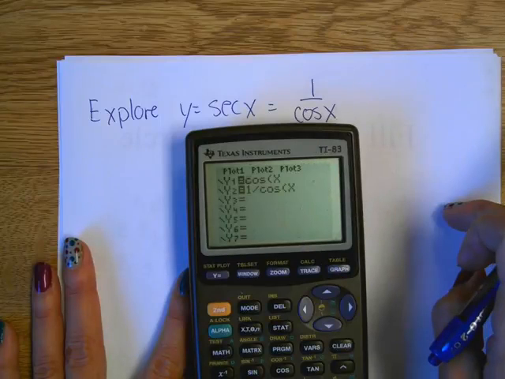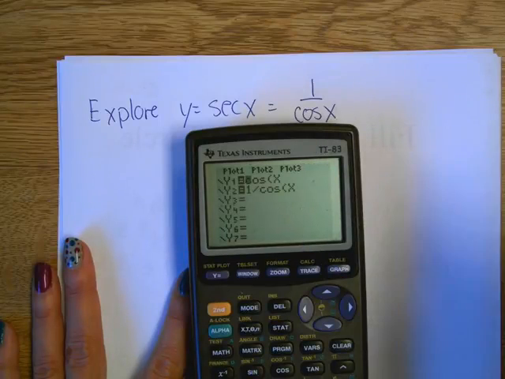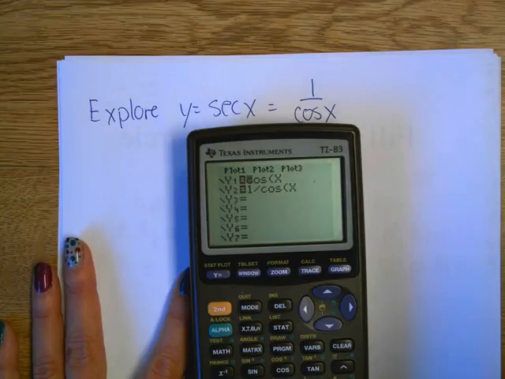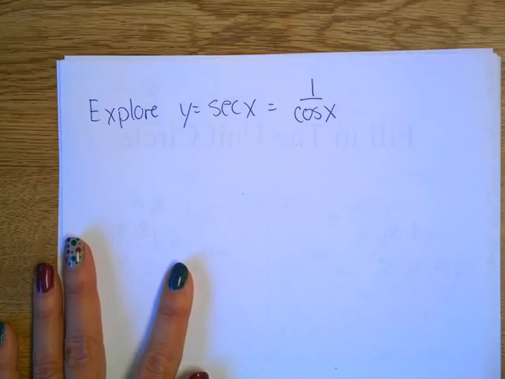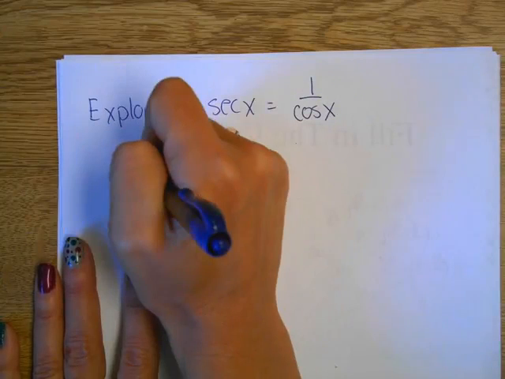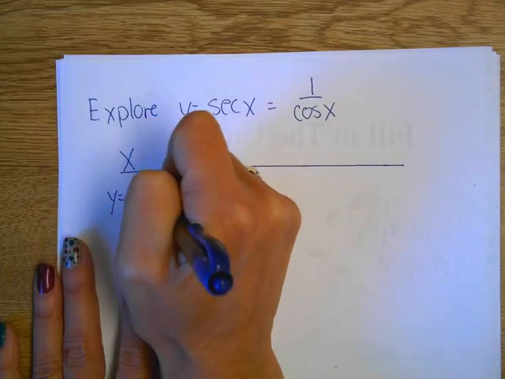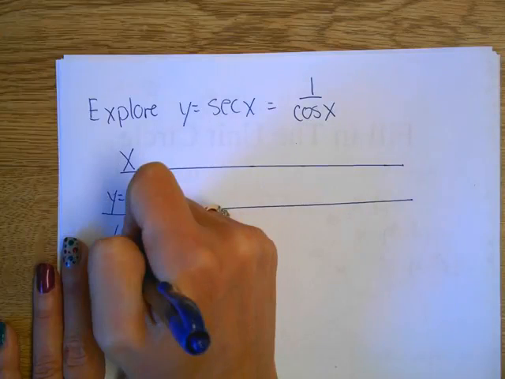Let's see your window. Zoom, trig, and then I switch it to numbers. I don't know what kind of window you had on there. You're just seeing more. Mine's just going from here over. Okay, same thing. We're going to do the same thing so we can see the pattern in the table: x, y equals cosine, and then y equals secant.